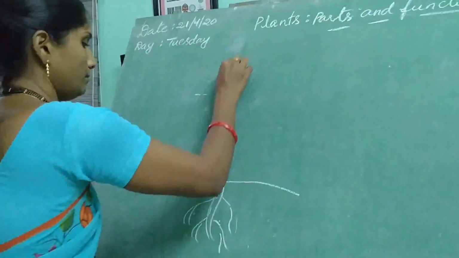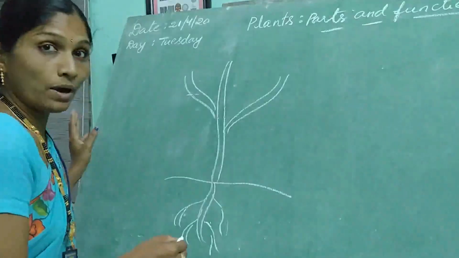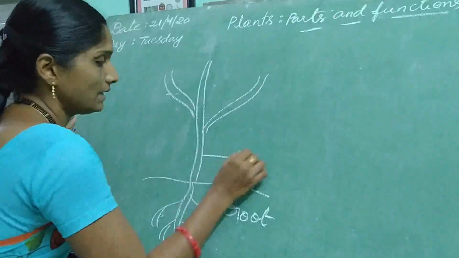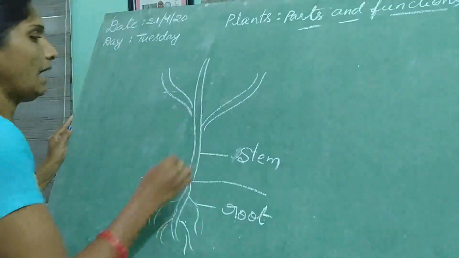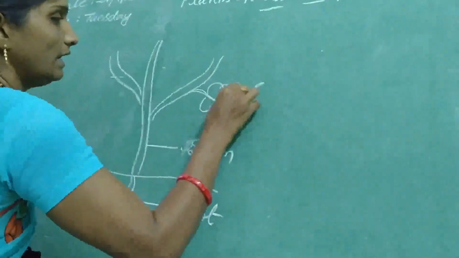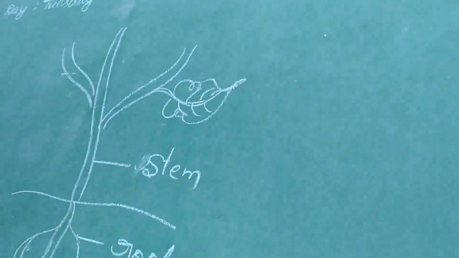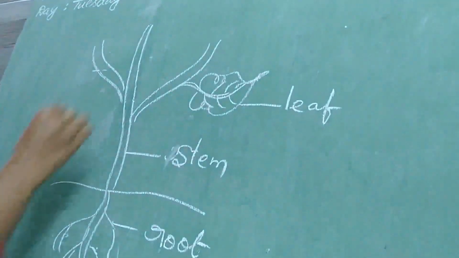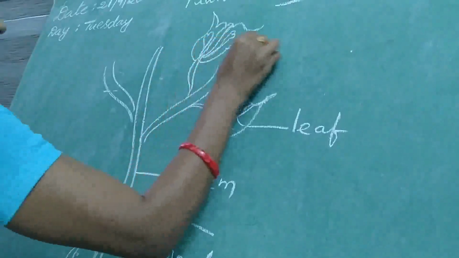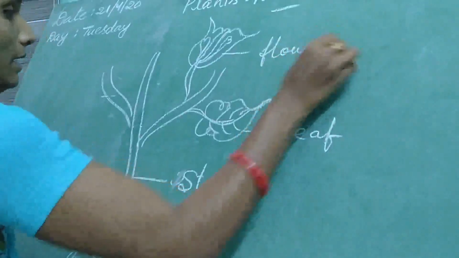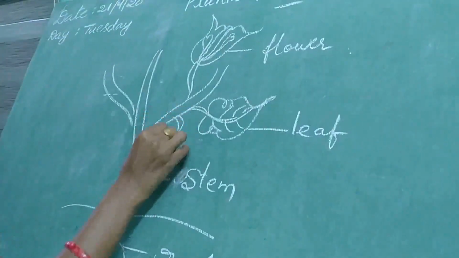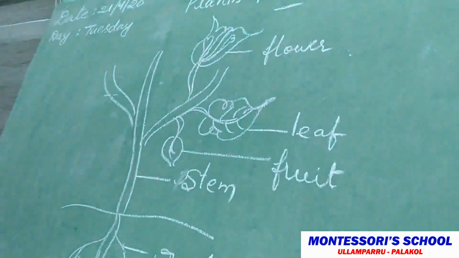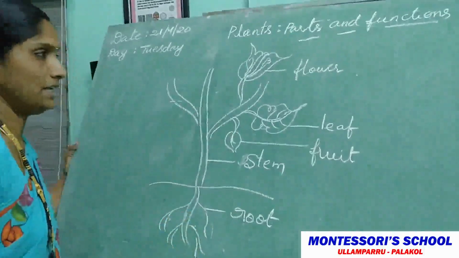This is the root. A plant consists of the main part, root, and the second part is stem, and the third part is leaf, and the fourth part is flower. This is flower. And the fifth part is fruit. Now I will explain the parts. The first part is root.